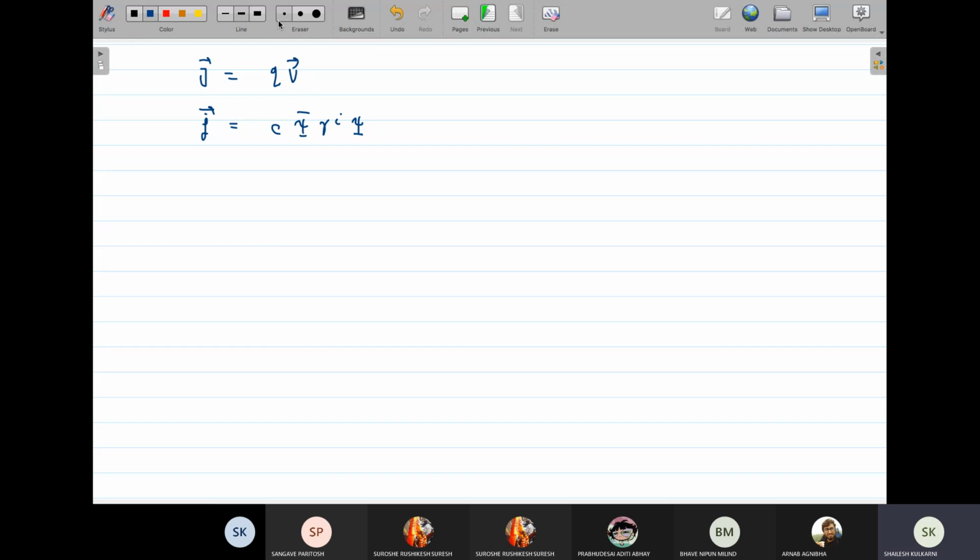No, there is no C. I should write alpha. If I want to write C here, then I should write alpha here. This is our expression for this current density. Okay. And what is our rho? Rho is psi dagger psi.